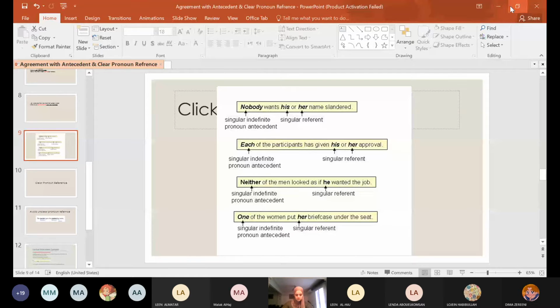Lin? Yes, teacher. Number 7. Each of my aunts and uncles volunteers his or her time. The subject is each, so it's singular. And then I have aunts and uncles, so I'm not sure of the gender; I have both genders.